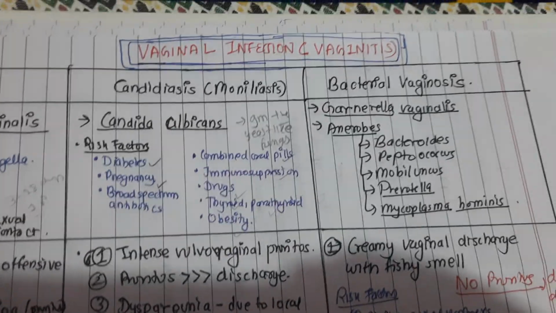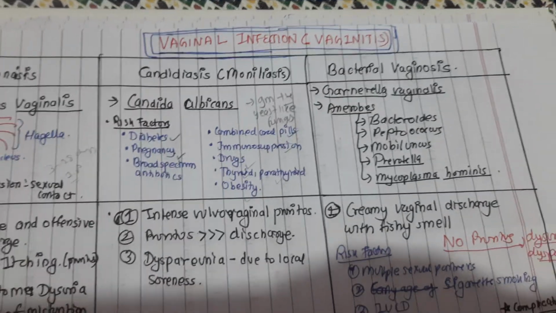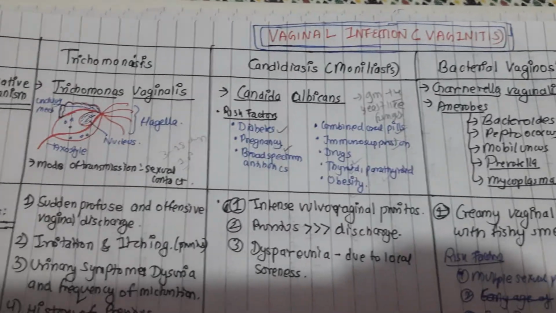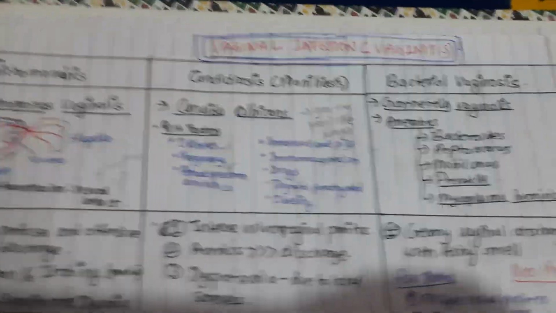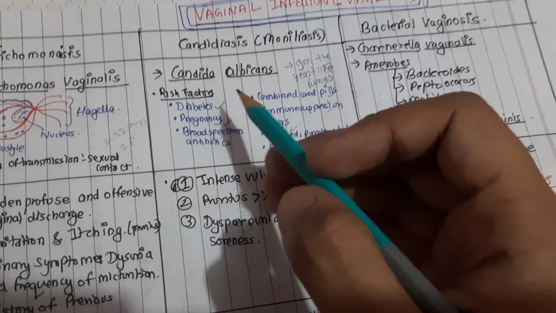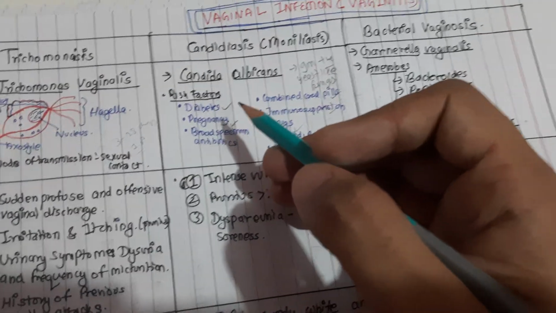Hello everyone. So now we will continue our discussion on vaginal infection, vaginitis. We were discussing candidiasis. We had already finished trichomoniasis. In candidiasis, we had already discussed that the causative organism is Candida albicans.